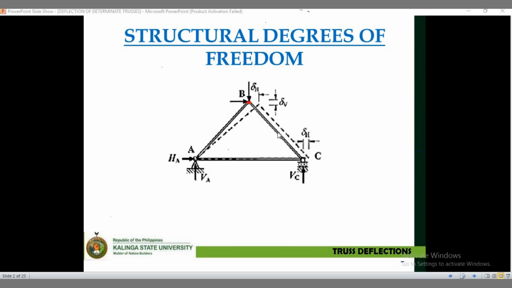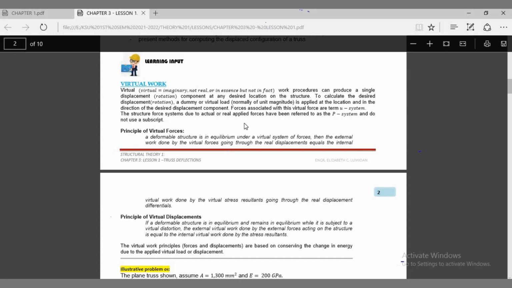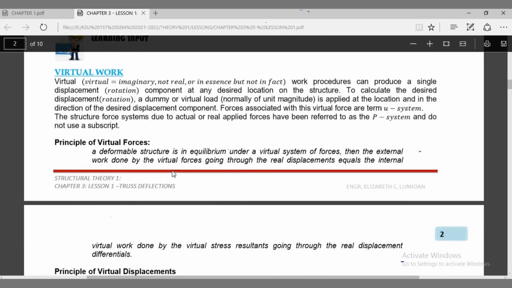Now, for this chapter, we're going to compute how large these distances are: the values of delta H and delta V. So, this is what we will study today. Okay? So, regarding deflections, here in truss deflection, the method we will use, we term this as the virtual work method.